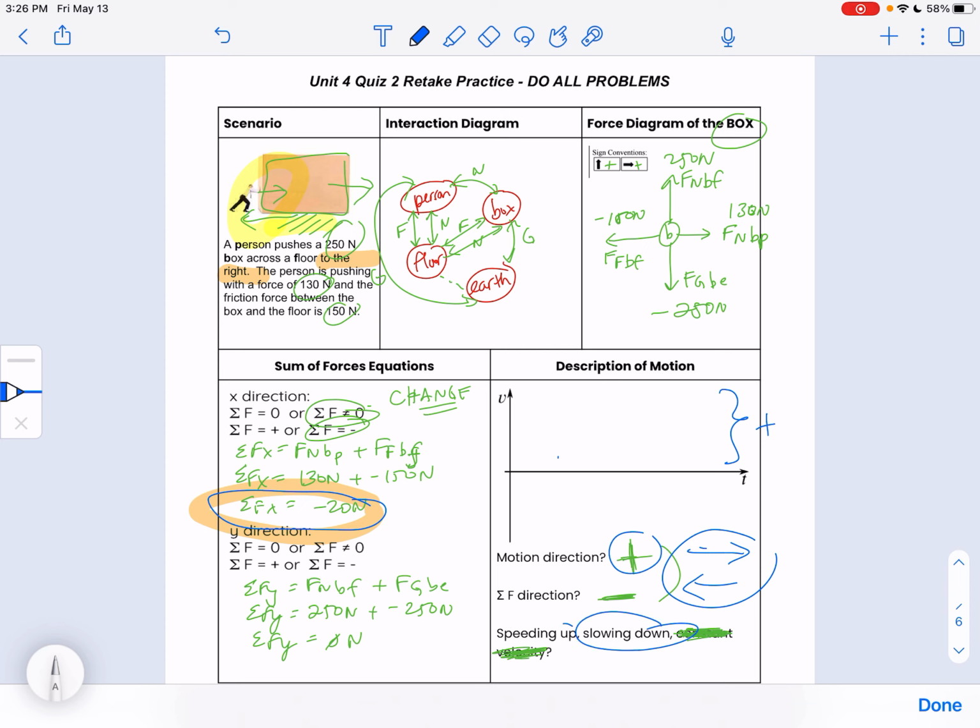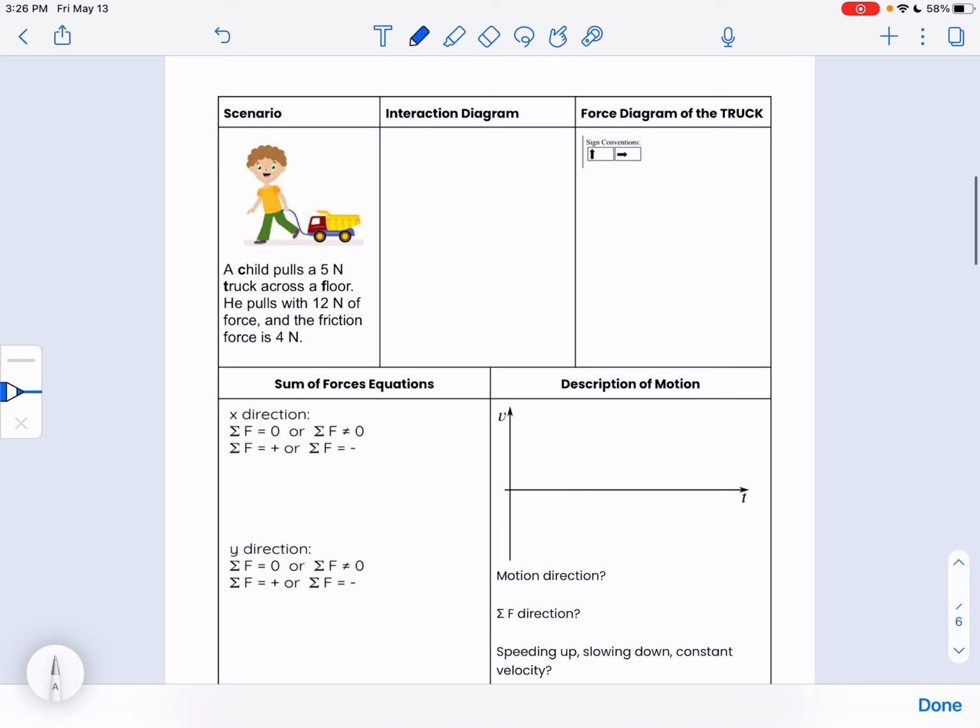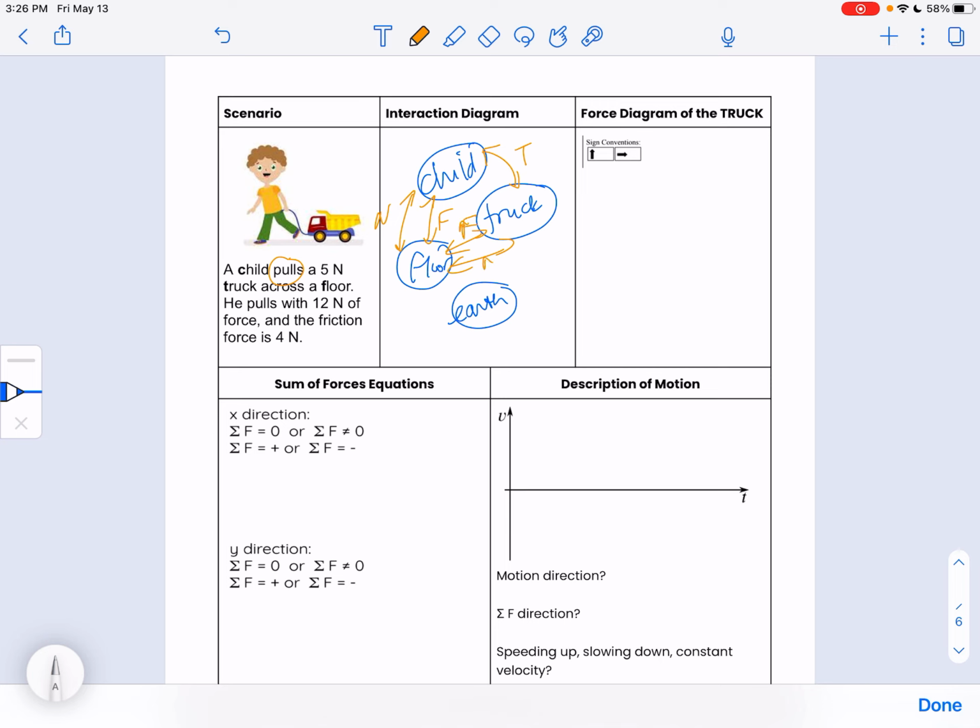Okay, so slowing down in a positive is going to be like this. All right, second one. A child pulls a truck across a floor and the earth. The child is pulling the truck, so that's going to be a tension. Pull means tension. Everybody's going to get friction and normal with the ground because they're sliding or moving across the ground. And then everybody's going to get gravity from the earth except the floor, because who cares about the floor? So that's positive, positive.